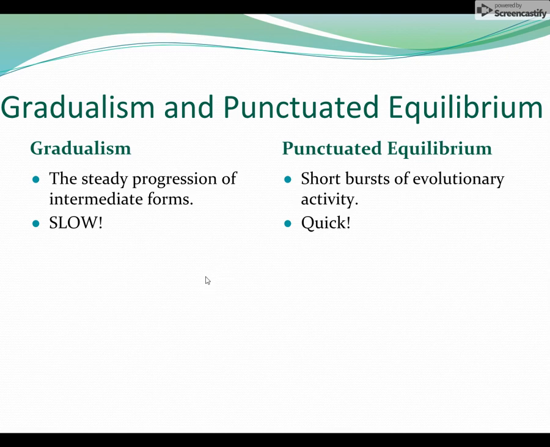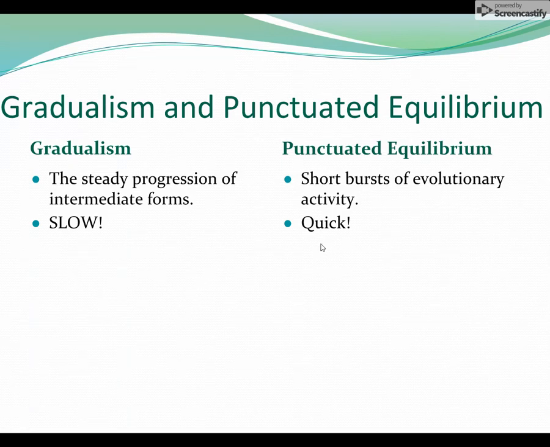So then there are two other patterns that we see: gradualism and punctuated equilibrium. So gradualism is where we have a steady progression of intermediate forms. So we see lots of incremental changes in the body form as it progresses to a new body form. This is a very slow process. It takes multiple generations. You go through several different forms before you reach the one that we see today.